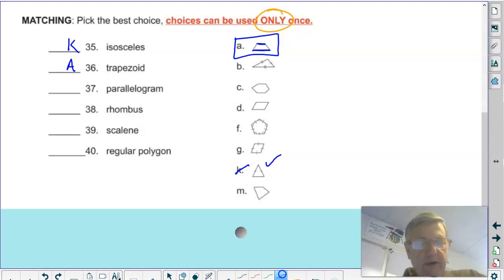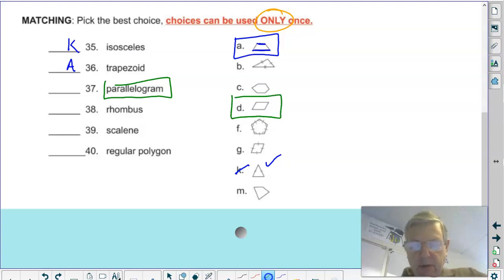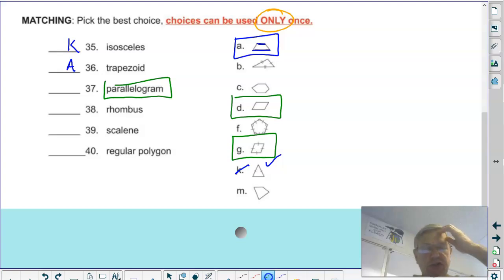Now, I got to be careful here. Parallelogram, there are two of them. I'm going to use my green here. That's a parallelogram, and this is also a parallelogram. So there are two given. Which one should I use?